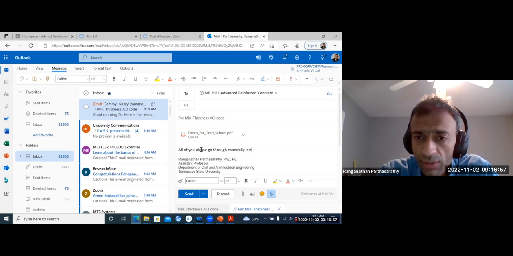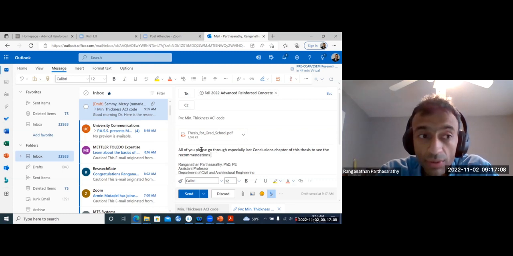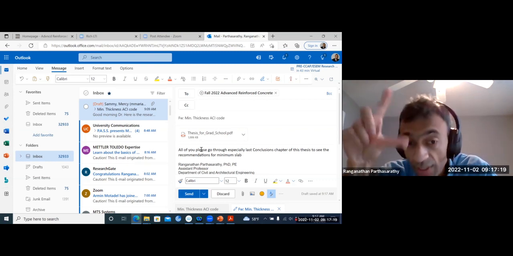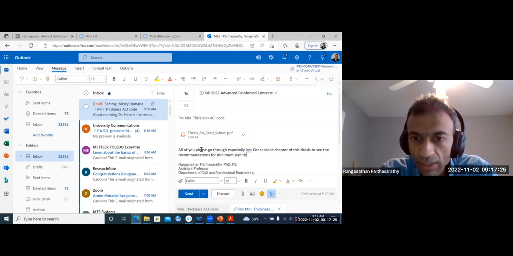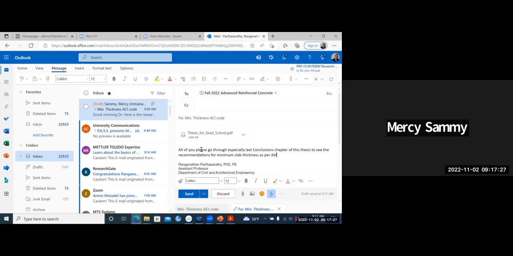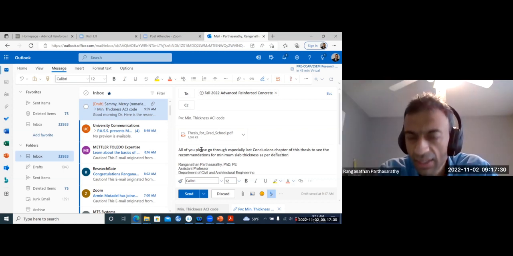Shall we look at the conclusions chapter, to see the recommendations for thickness? I think they recommended a 10% increase over what the ACI code is recommending. I think it's also for two-way slabs, so kind of related. Right, exactly, yes. It is for two-way slabs.